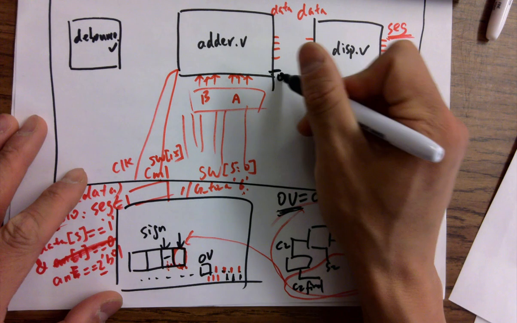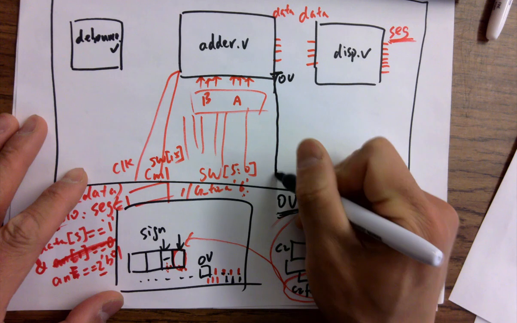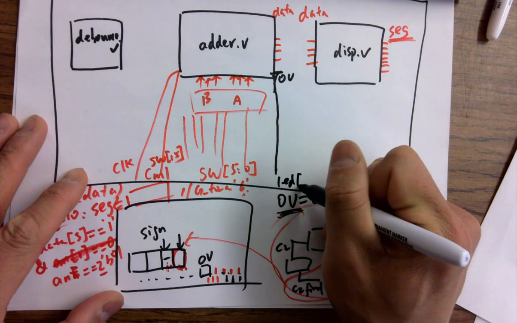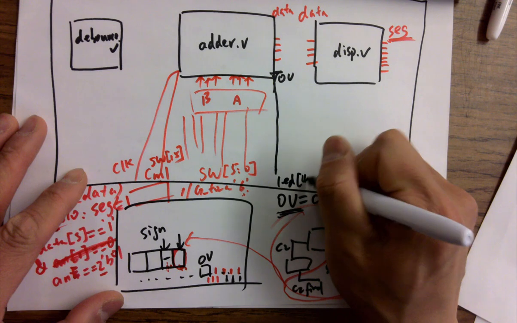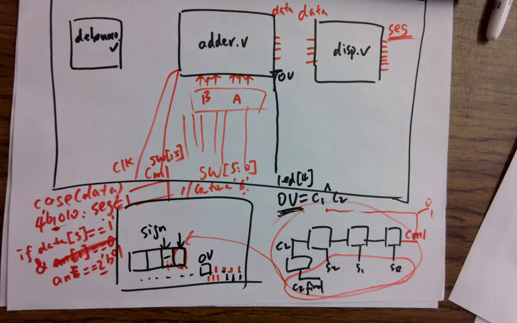So here is OV, and I just connect it to LED. It's going to be 0, 1, 2, 3, 4, right? 4. OV, overflow indicator. And that's it. That's all the ports for the adder.